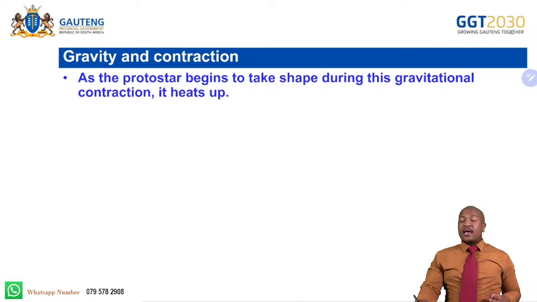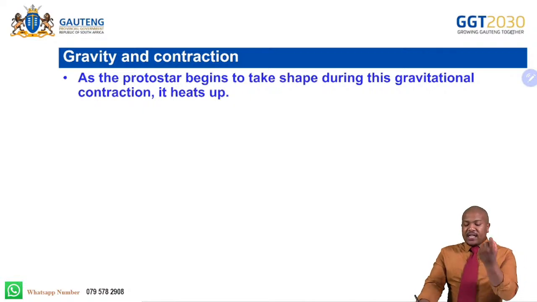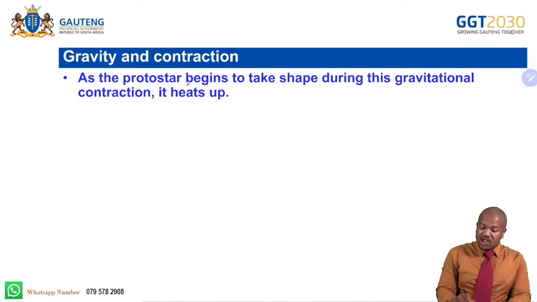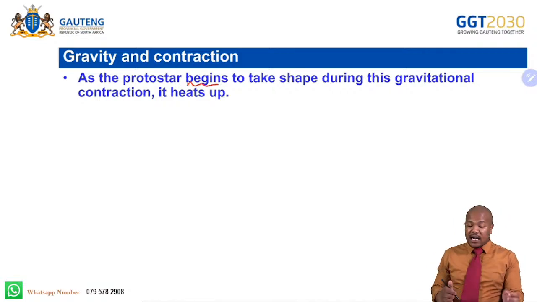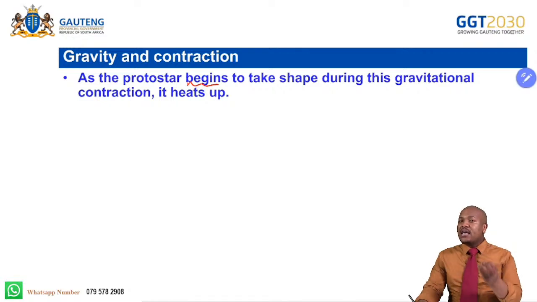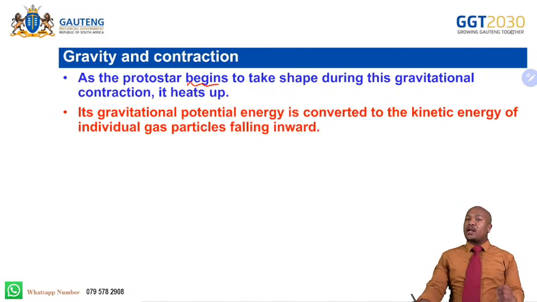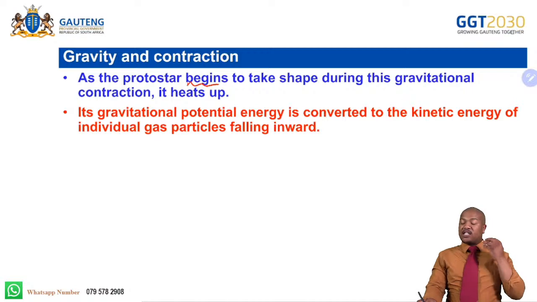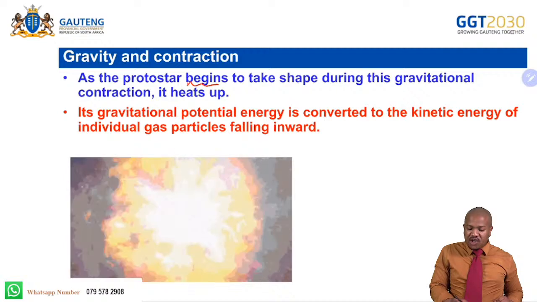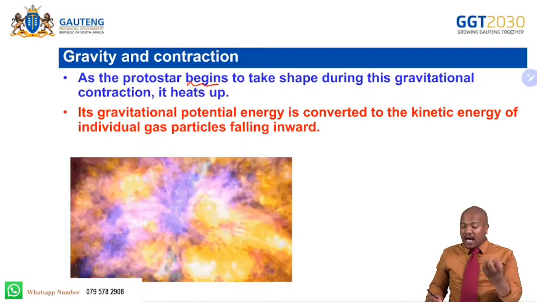As well as the protostar now begins to shape up. As the nebula starts to shrink and collapse, it forms a protostar. The protostar begins to shape up during its gravitational contraction and it heats up. Its gravitational potential energy is converted to kinetic energy of individual gas particles falling inward. This is the formation of the protostar and heating up.